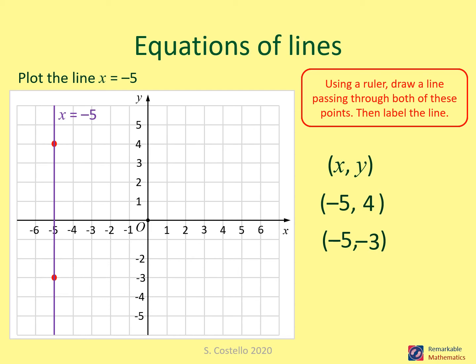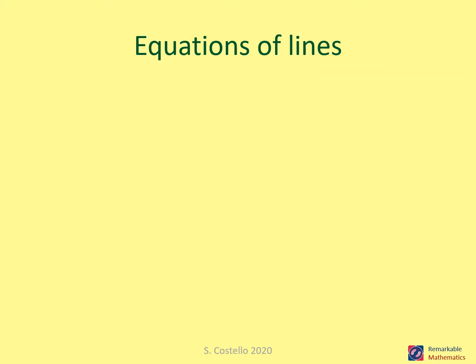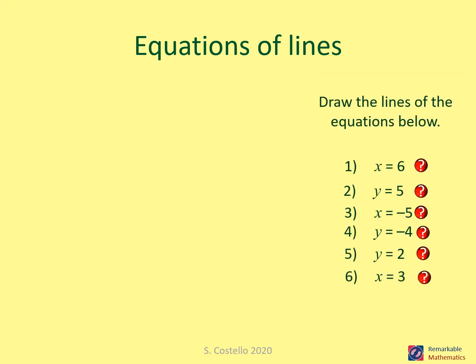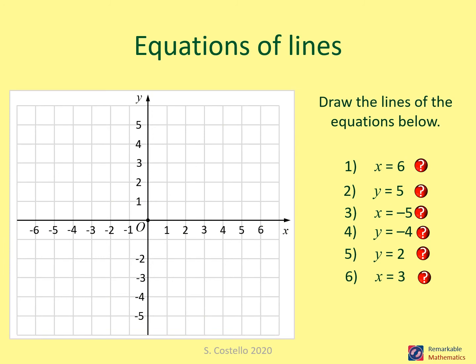Again, it may seem like you don't need to do it. However, getting these lines the wrong way round is a common mistake. Writing those two brackets out will generally stop you making these mistakes. So draw the lines of the equations below. You can either draw them on one grid, or you can draw separate ones if you think it's getting too cluttered. So what I'd like you to do, copy out the grid, draw those lines on there, label them. Once you've done that, come back and we'll check them.